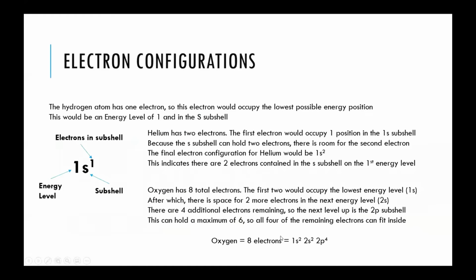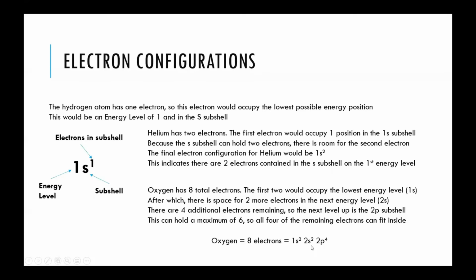You had 4 additional electrons left, so these can all fit within the p subshell. And then you have the full electron configuration for oxygen. The first 2 electrons go in the first energy level s orbital, lowest energy.